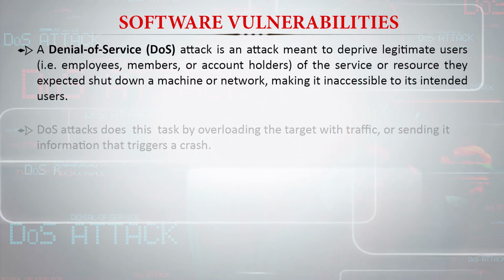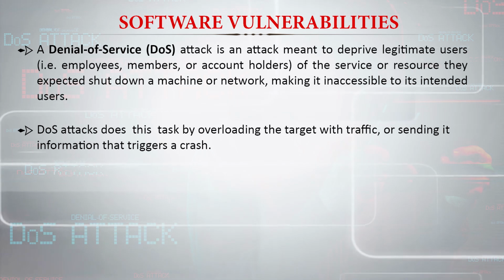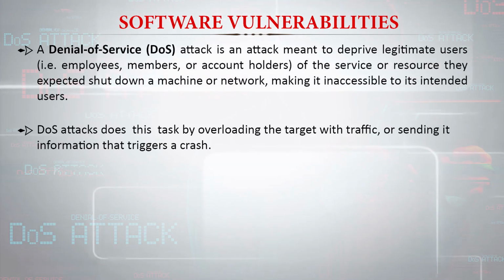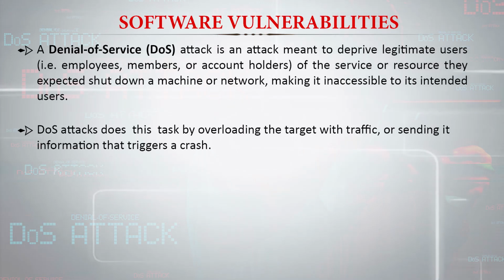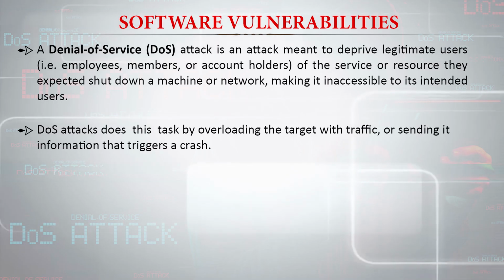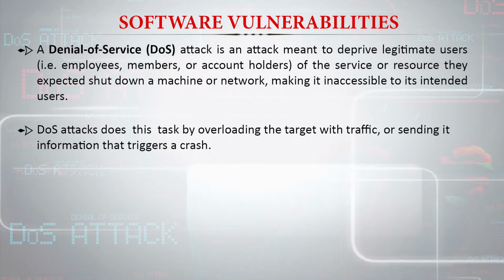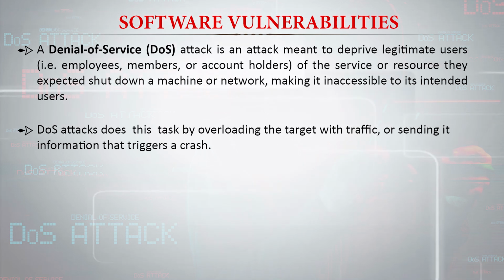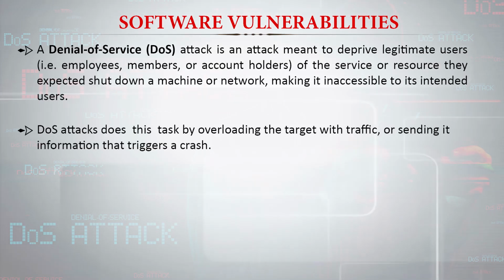How does it happen? A DOS attack does this by overloading the target with traffic or sending information that triggers a crash. So sometimes they will send more and more information, and that causes the crash of the system. Now the legitimate user is not able to access the system. So that is called denial of service. It is a kind of attack due to which a legitimate user, could be an employee, a member or an account holder, is not able to get the required services from the system.